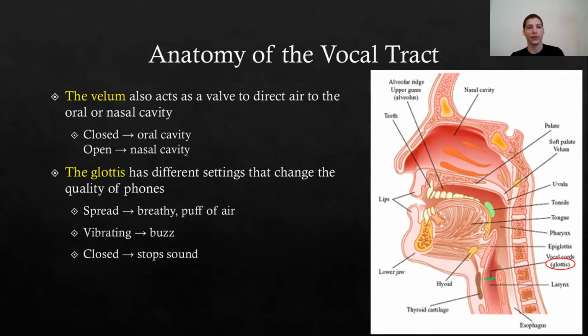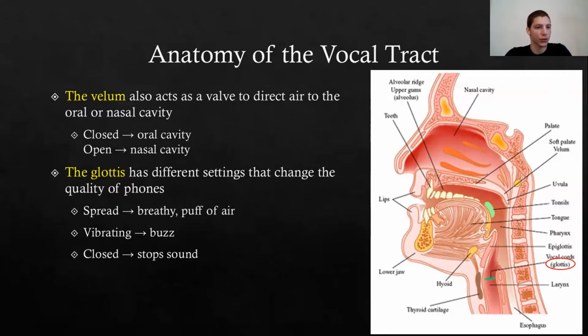So the next part of the vocal tract that's very important is the glottis, or what's more commonly referred to as the vocal cords or the vocal folds, which can have a number of different settings. And because all of the air passes through the glottis, that gives the glottis an opportunity to affect the quality of sounds as air passes through it.